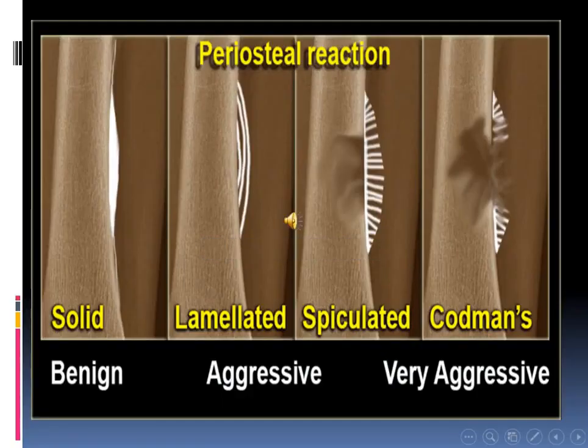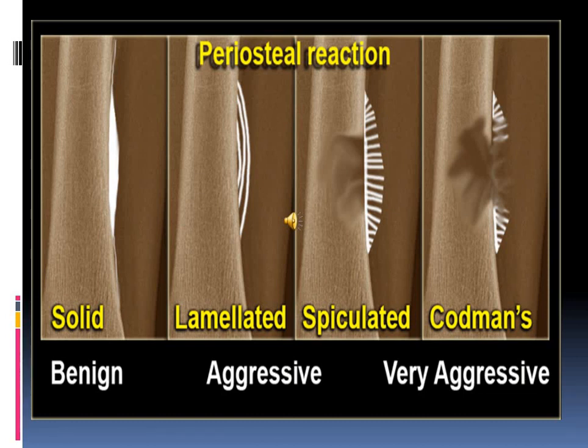Periosteal reaction. Periosteal reaction means cortical thickening. But there are types of periosteal reaction. So it could be solid periosteal reaction, as we see in the first image. The white area represents a cortical thickening, while the other images are showing more aggressive features of periosteal reactions.